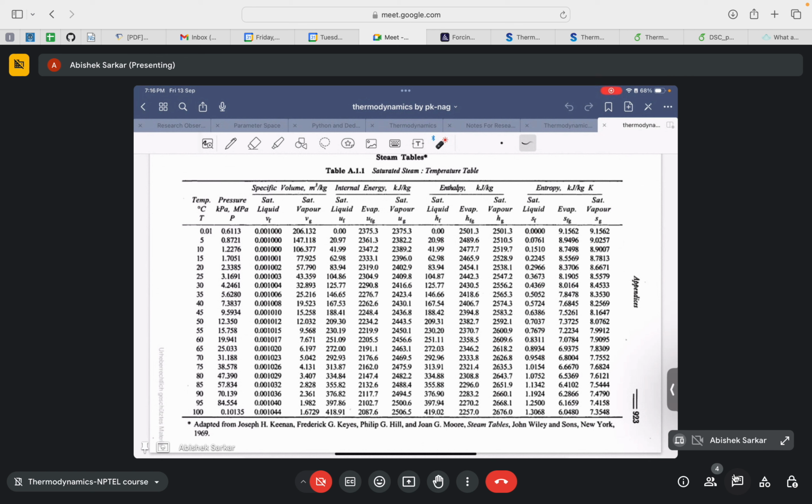Okay, so it's not given here, unfortunately. So let us just go to the values that we have in our hand.